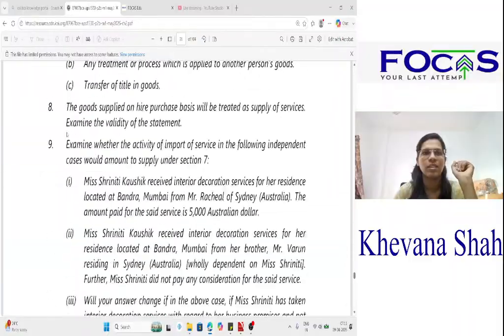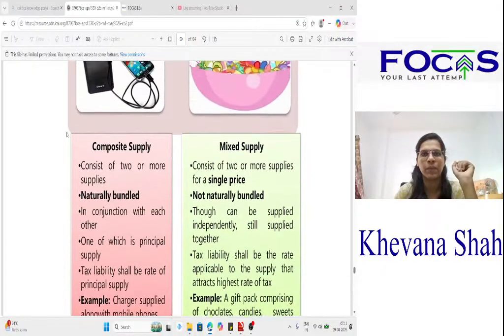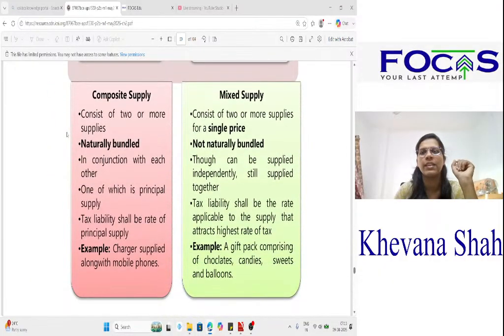See this, this is a very nice table given in the ICAI module. You can just remember these. This table will help you to revise it in a very short span of time.